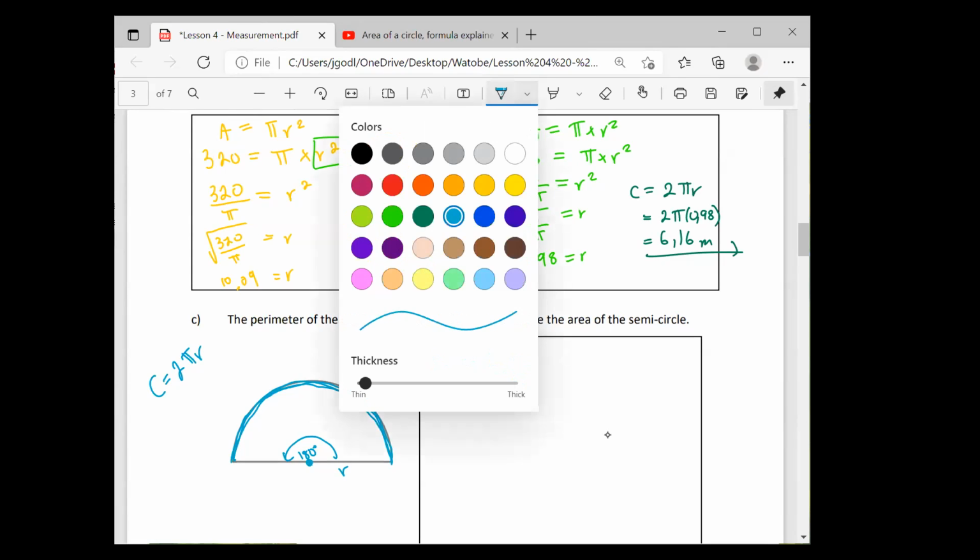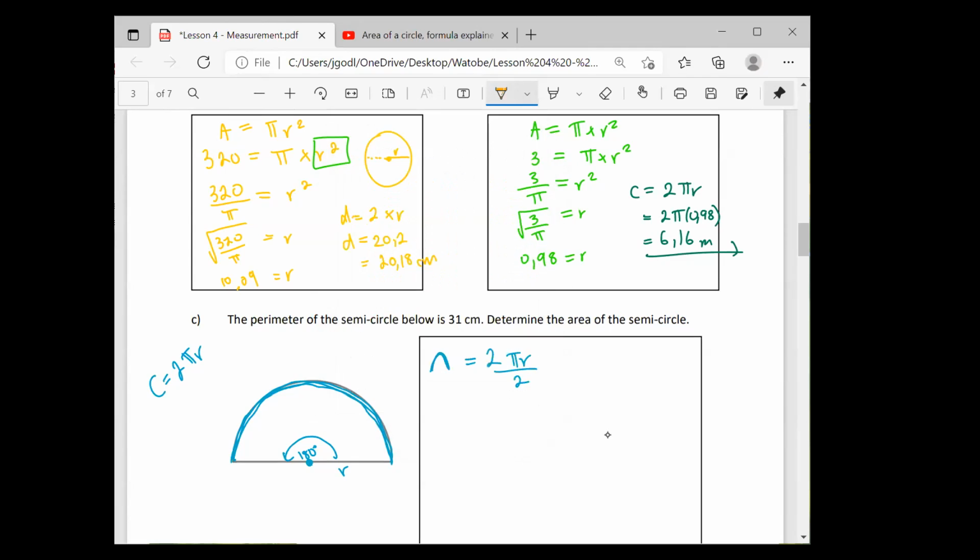Okay. And using r's, who can tell me what that yellow line I've just drawn is going to be? Using r's. How many radii does it take to go from one side of the circle to the other?